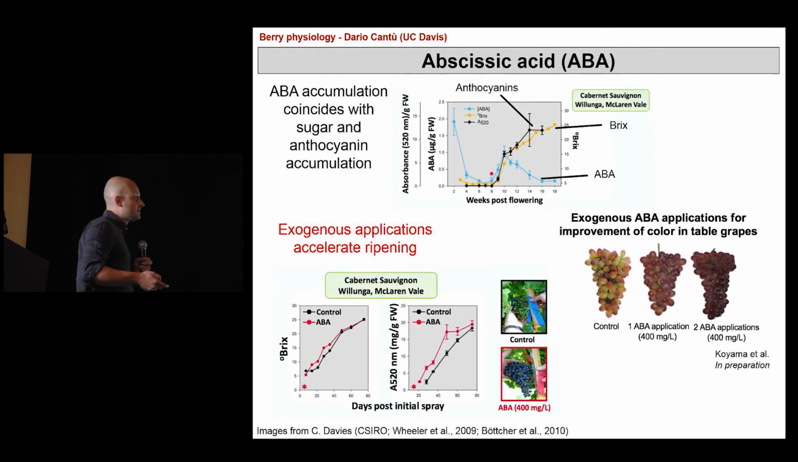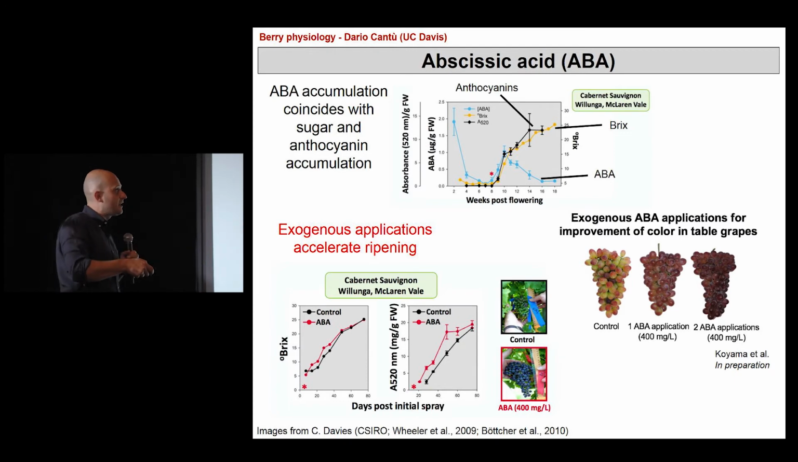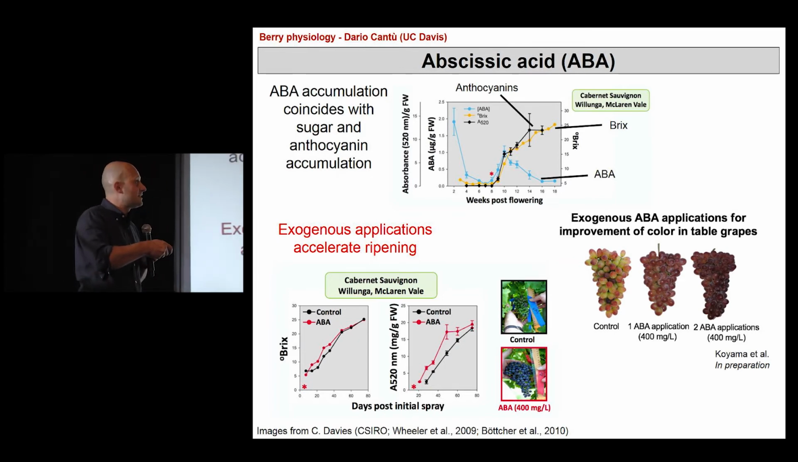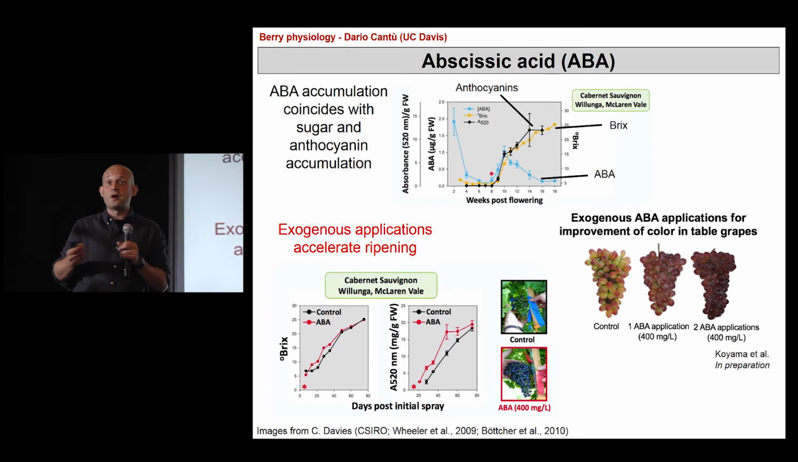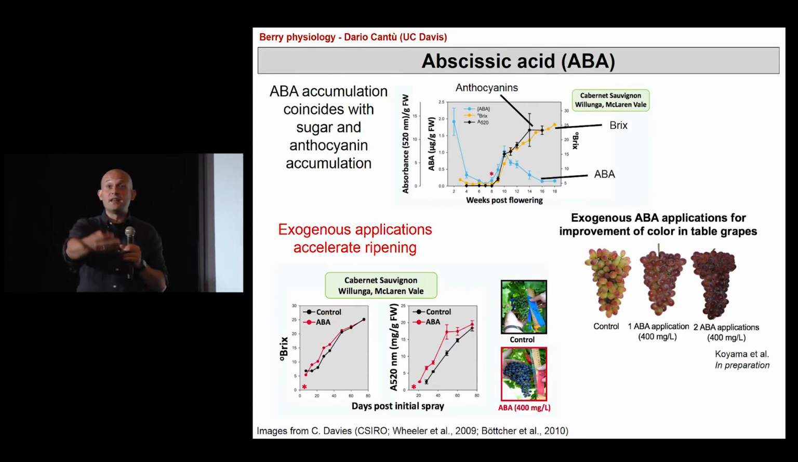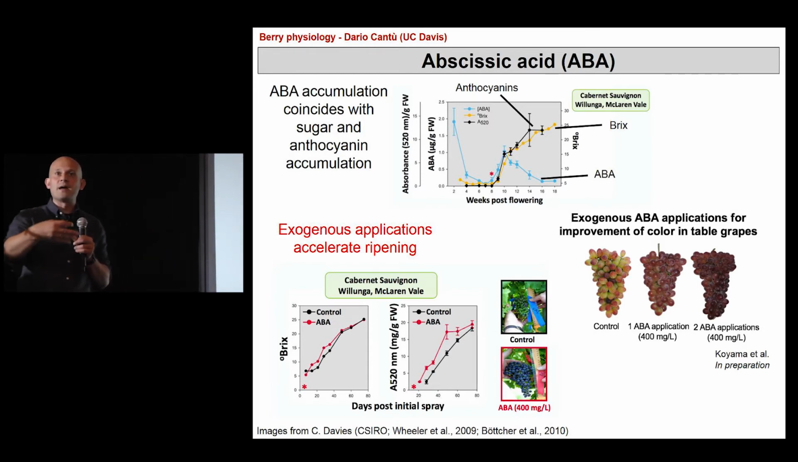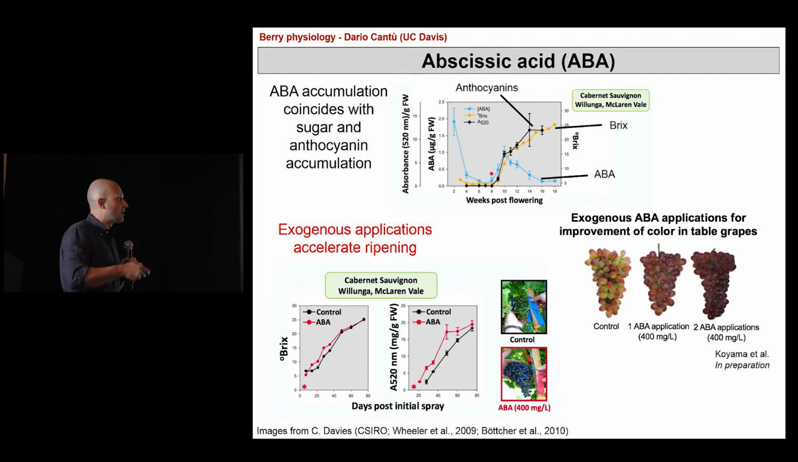So, and this is just to show ABA accumulation, for example, throughout ripening. So this is your Brix in yellow and anthocyanin in black. So both of them accumulate at the onset of ripening. At the same time, ABA spikes. We have an increase of ABA accumulation in those berries. And we believe that this ABA is responsible for some of the processes that result in the ripening, in the beginning of ripening, the sugar accumulation and anthocyanin accumulation.